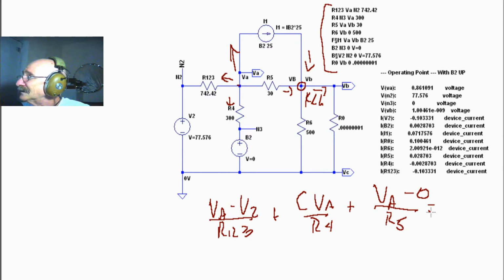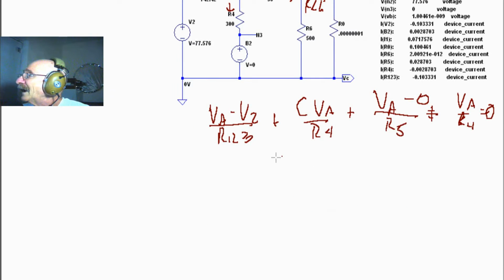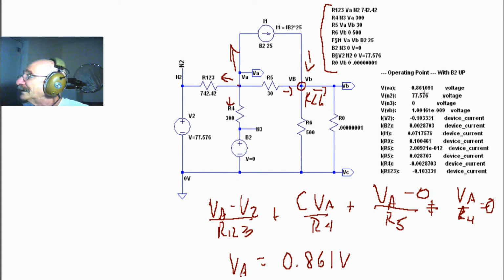So now that simplifies this equation. Oh, we've got one more here. Plus VA over R4. And that's all equal to 0. So that makes this very simple. We're going to solve for VA. And when we plug all this in, we just get VA when it's short circuited is equal to 0.861 volts. Now that matches what we have right here, 0.861, when we do it through Spice.